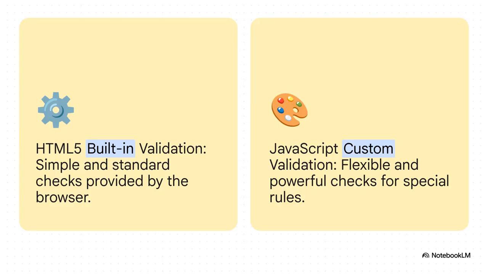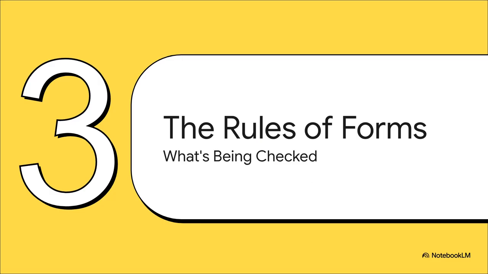It's kind of like this. On one side, you have your standard, pre-built toolkit. That's called HTML5. It's simple, it's fast, and it handles all the basic stuff. But on the other side, you've got this totally custom-built, super powerful toolkit. That's JavaScript. It's way more flexible and can be designed to handle pretty much any special rule you can dream up. So now that we know the how, let's dig into the what.